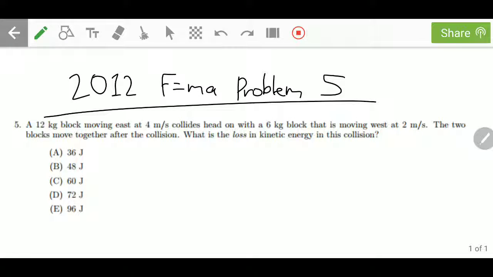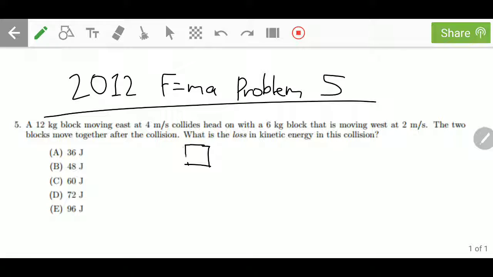Hello. In this video, I'm going to be explaining problem 5 from the 2012 F equals ma contest. In this problem, we have a 12 kilogram block moving east at 4 meters per second, colliding head-on with a 6 kilogram block that is moving west at 2 meters per second. And the two blocks move together after the collision. And we're asked for the loss in kinetic energy.